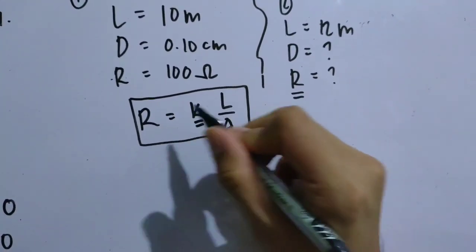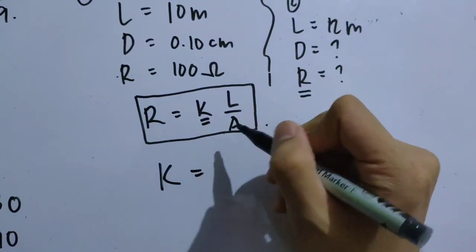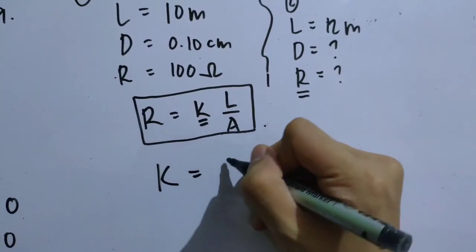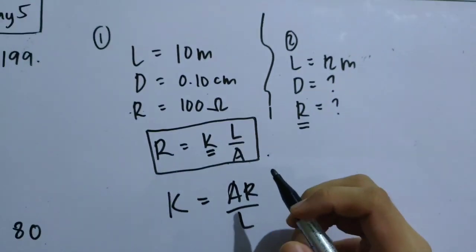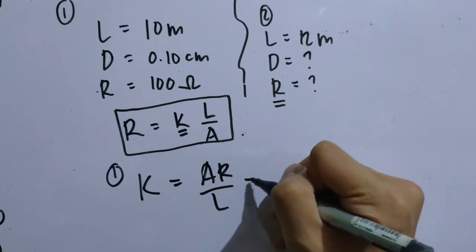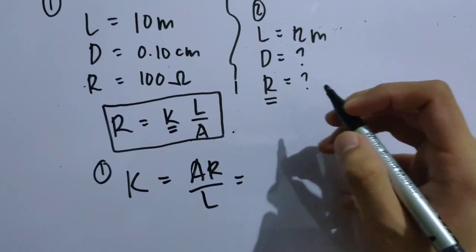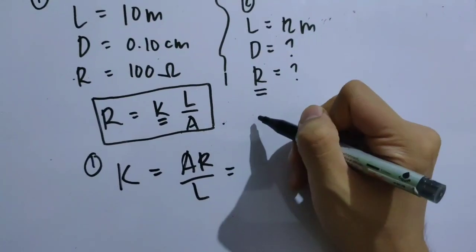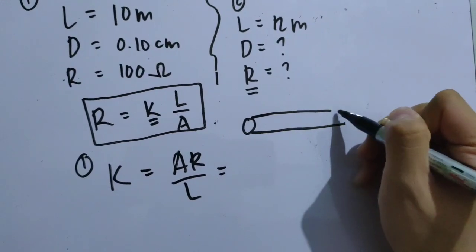Ilipat natin itong mga variables sa kabila. So, ito magiging k is equal to AR over L. So, using the first condition, solve natin yung k. Ito ay equal to yung area dito. So, ano nga ba yung formula ng area? By the way, yung area na sinasabi dito, area ng cross-section ng wire, which is a circle.